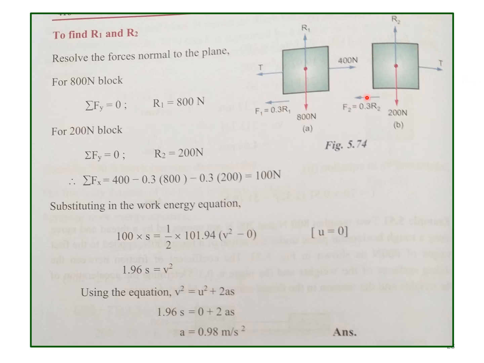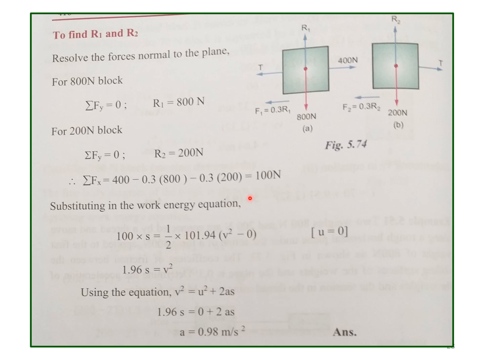Similarly, if you take the free body diagram of this, you have the tension in the string, the normal reaction, the self weight, and the frictional force. From these free body diagrams, we are calculating the reactions R1 and R2. After getting R1 and R2, we substitute these values back in the net force in the direction of the motion and we get the net force.